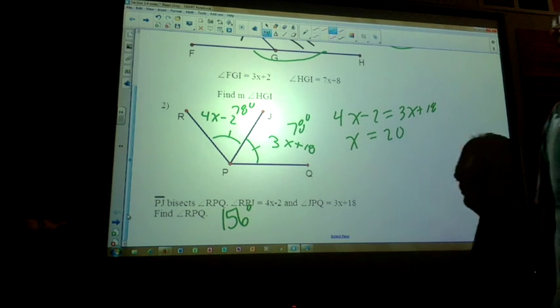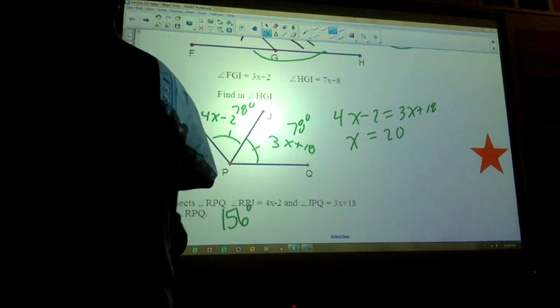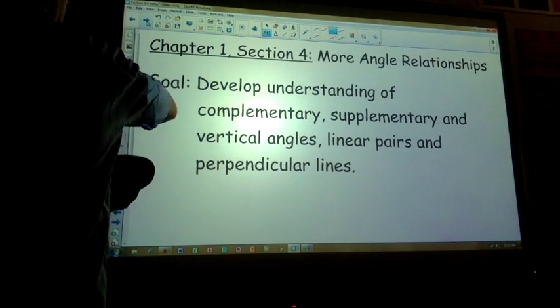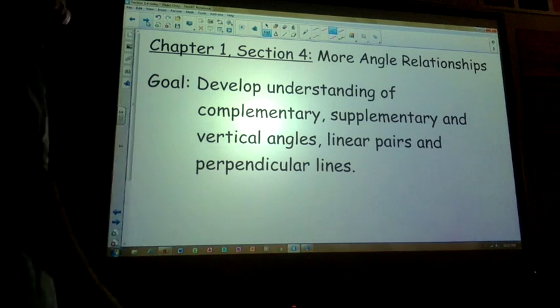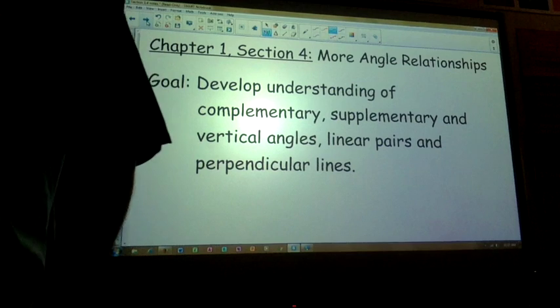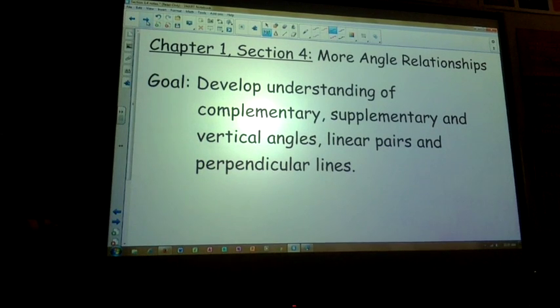Let's see how many pages this is. Probably 7,000. All right. Now this goes along with our notes, I believe. Oh, it was on that review sheet too. All right. No biggie.